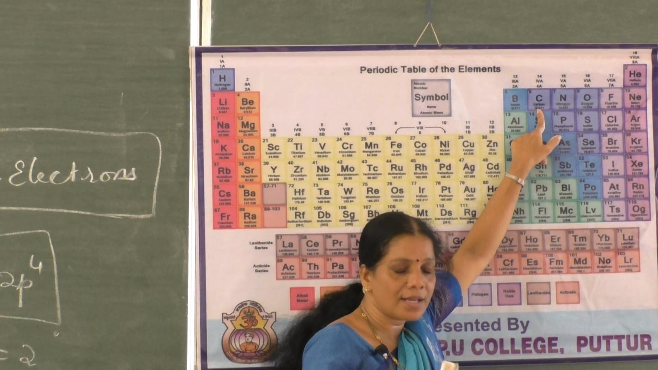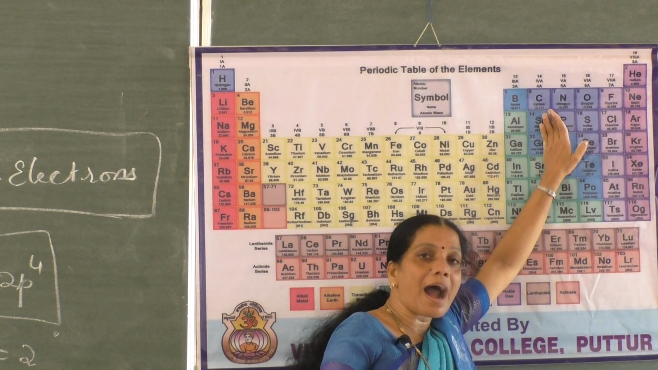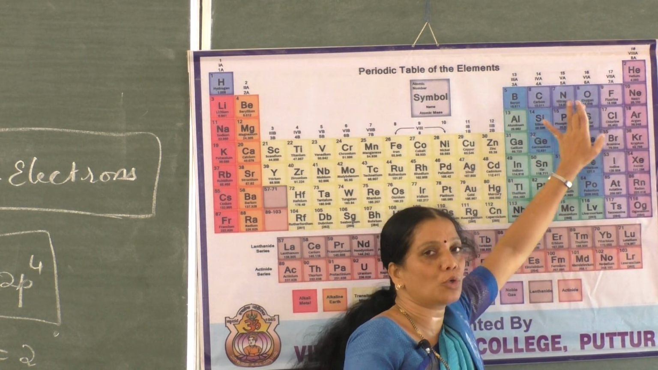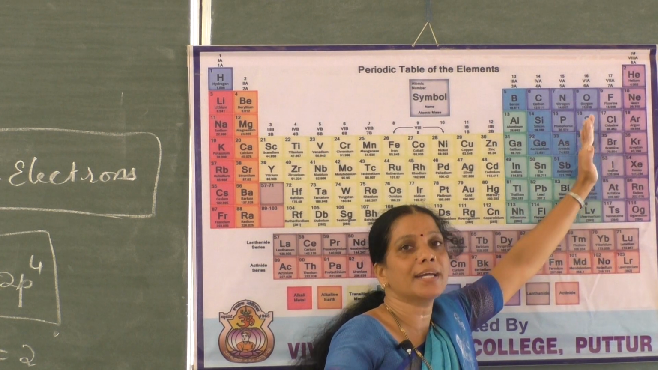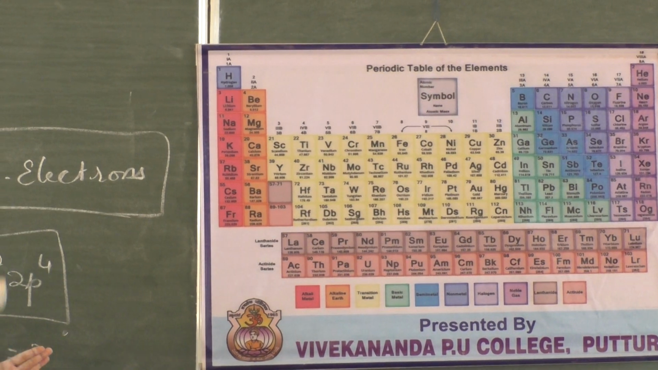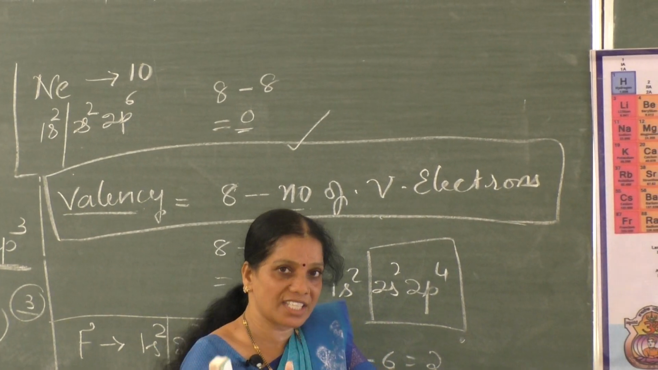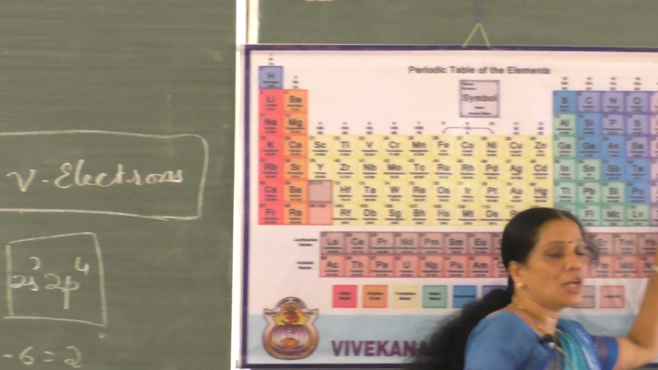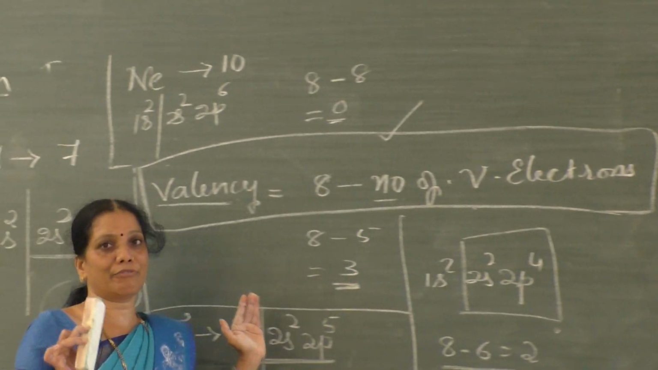Listen here, students. Valency goes on increasing up to 4. After 4 again it decreases, like 3, 2, 1 and 0. After 4, what happens? It decreases. This is a variation. It increases up to 4. Again what happens? It decreases and reaches the 0 state when we reach the 18th group elements, the noble gas elements. I hope this concept will be very clear for you.